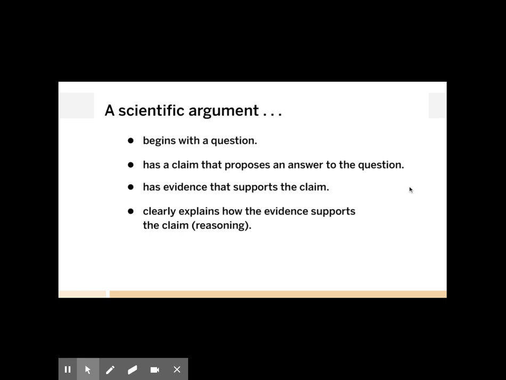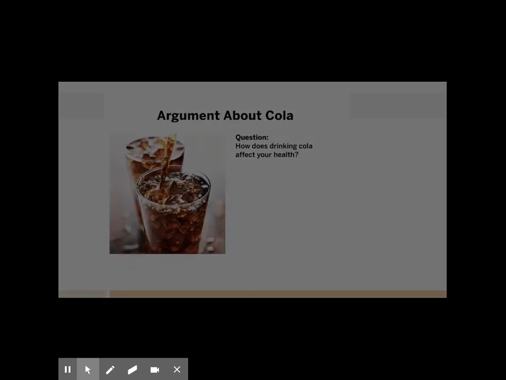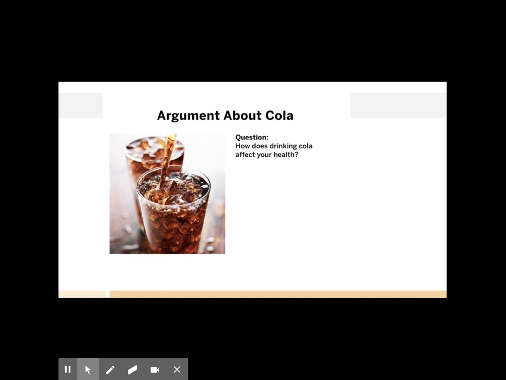Today we're going to actually look at an example before you write your scientific arguments. So let's look at an argument about cola. My question might be, how does cola affect your health? After the question, we create our claim. Drinking cola is bad for your health.